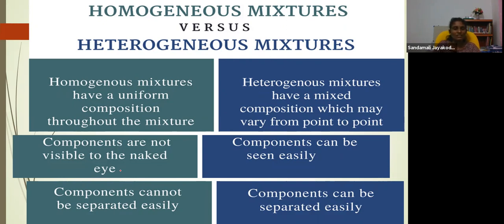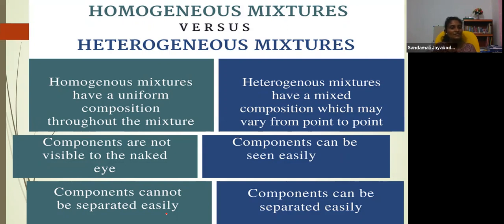When sugar dissolves, or when salt completely dissolves, we can't see what is in there. But in a sand mixture or a mud mixture, we can see the components separately. And for a homogeneous mixture, components cannot be separated easily. The reason is when we are dissolving some salt or some sugar to make a uniform homogeneous mixture, we can't separate those things easily.